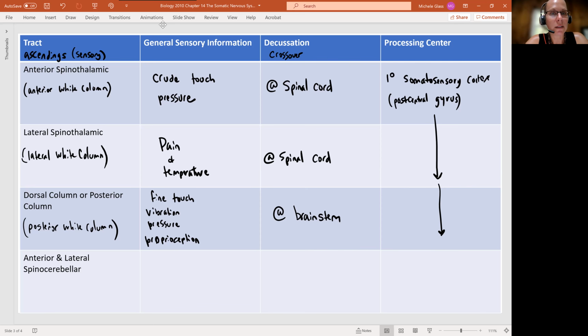Okay, the last ones, the anterior and the lateral spinocerebellar, these do have some important differences, but we're not expected to really get into that level of detail. Now, they're named anterior and lateral because they're located, remember, in both the anterior and the lateral white columns. This is carrying sensory information, and it's called spinocerebellar because it's coming in at the spinal cord, but it's being processed at the cerebellum. So I'm going to go ahead and write that in because this is something that's different. We haven't seen this yet.